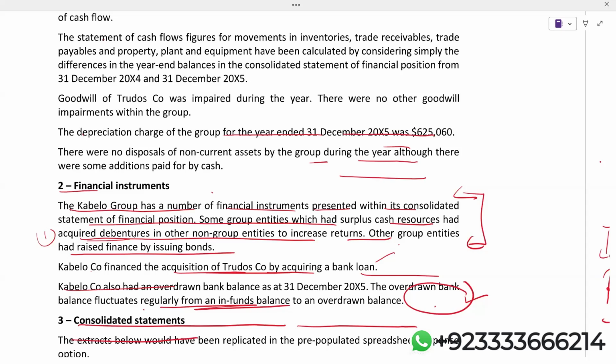Raising finance by bank loan is a financing activity. But where am I using that amount? I'm using that amount to acquire a subsidiary. Acquisition of a subsidiary is an investing activity, but raising a bank loan is a financing activity. Is that clear? Quickly reply, please.